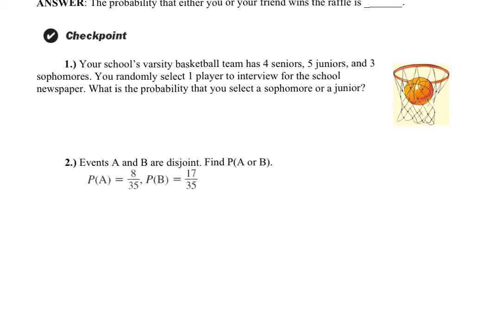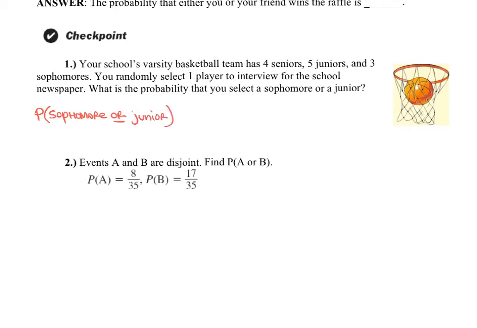So notice this has to be disjoint because you can't have someone who's a sophomore and a junior. There's no overlapping events. And I should have noted that on the previous example that those were disjoint as well because you and your friend can't win. One or the other is going to happen. There's no overlapping outcomes there. Okay, so these are disjoint. So it's the probability that you have a sophomore or a junior.